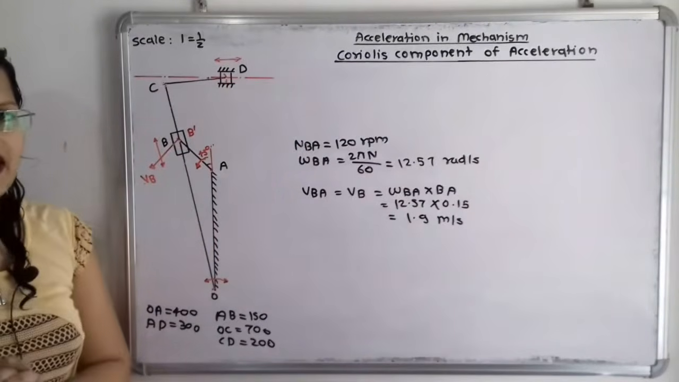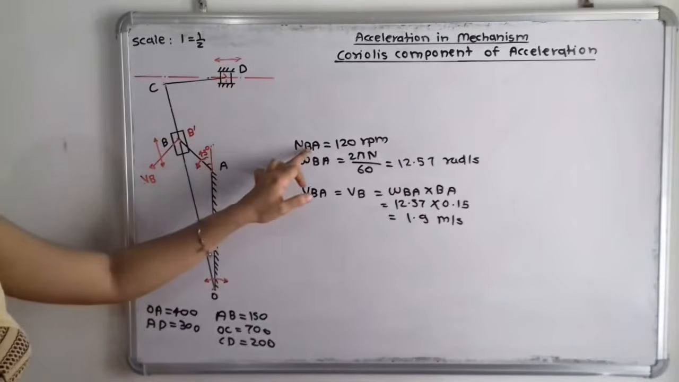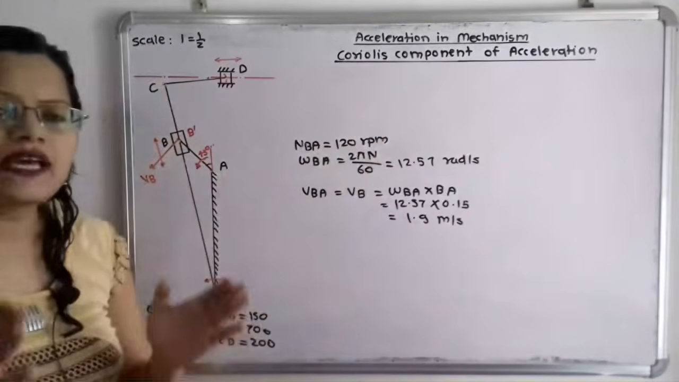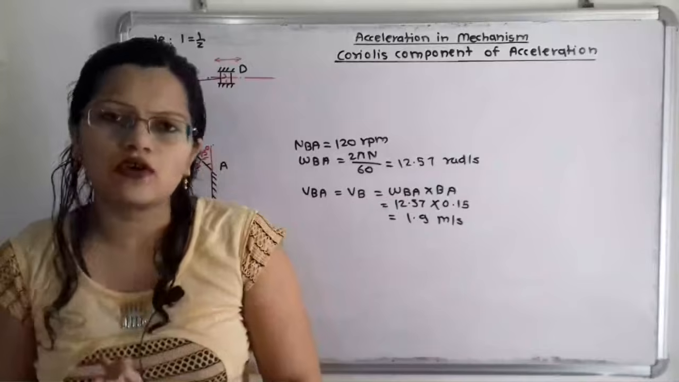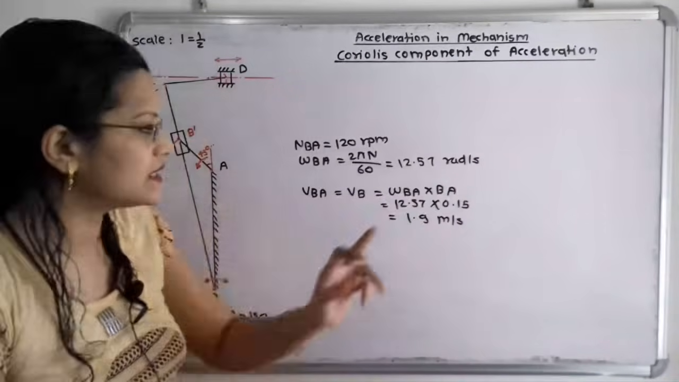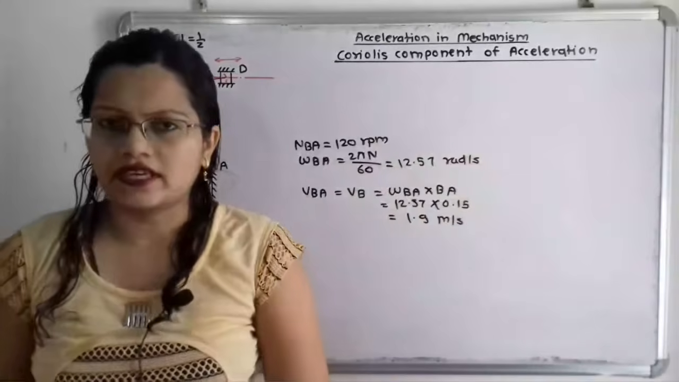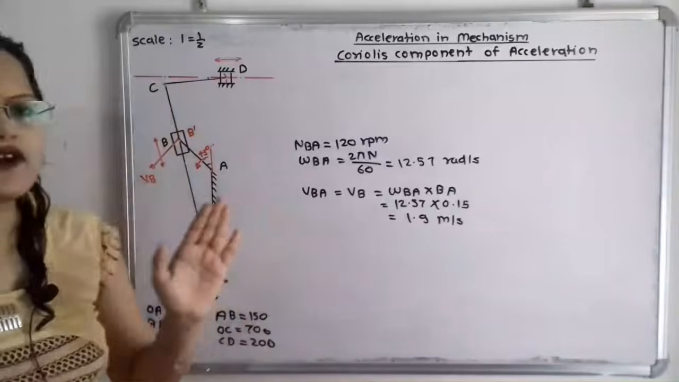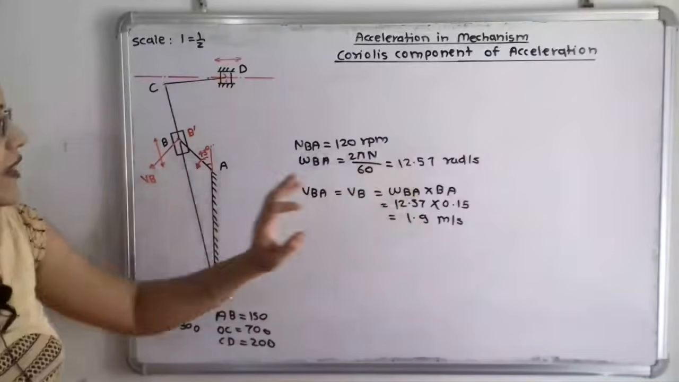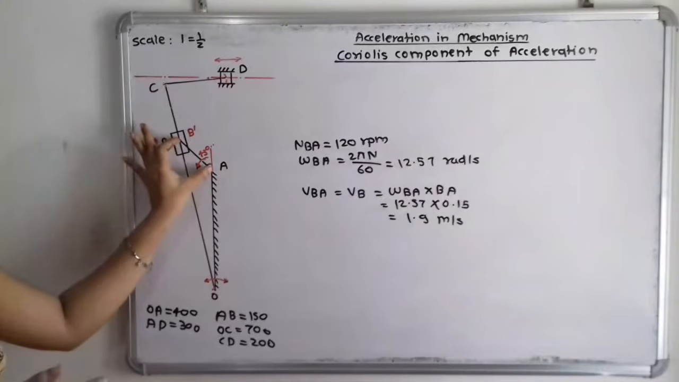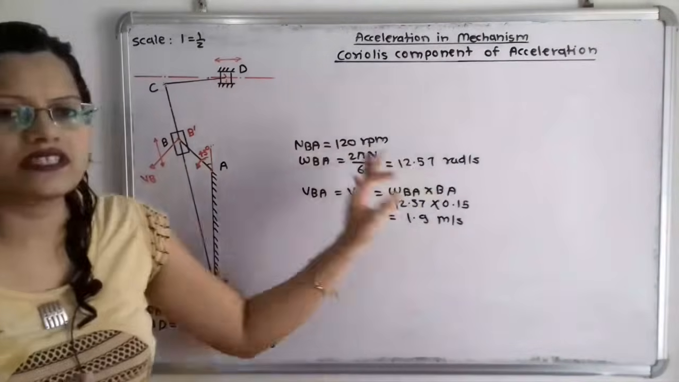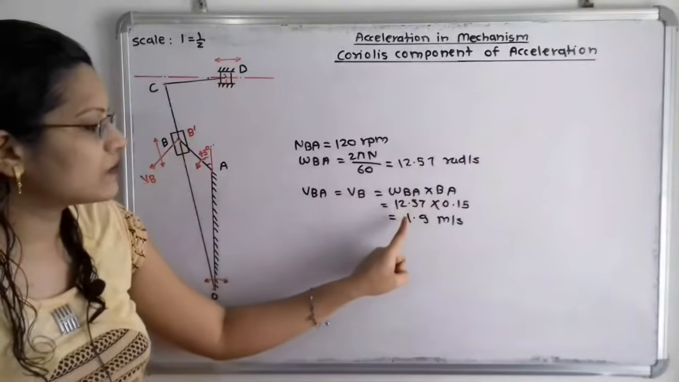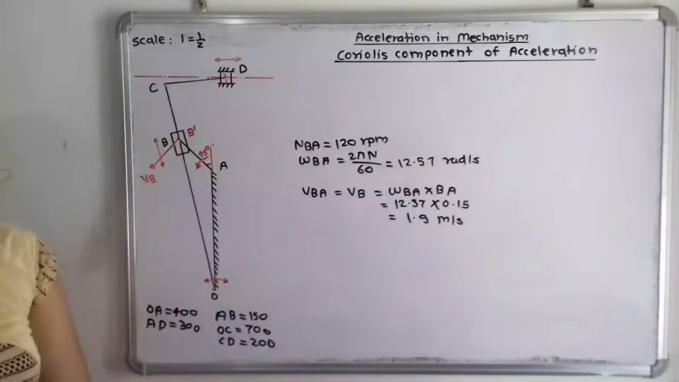Now we will move on to the calculation. Here the rotational speed of B with respect to A is given, that is 120 rpm. From that we can calculate the angular velocity omega. We know the formula omega equals 2 pi N by 60, that is 12.57 rad per second. Now from that omega we can calculate the linear velocity, V equals r omega. We take this value of omega, and for the distance AB we have to consider meters. So 150 millimeter means 0.15 meter, and if we calculate this we get 1.9 meter per second.